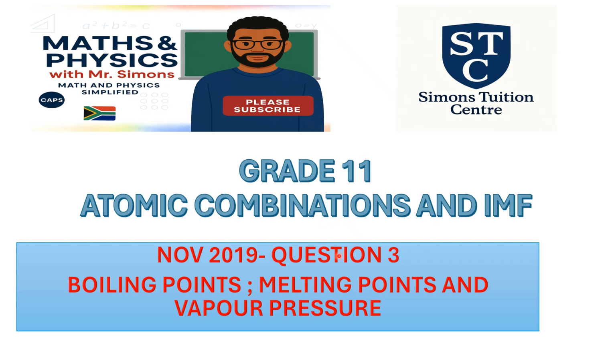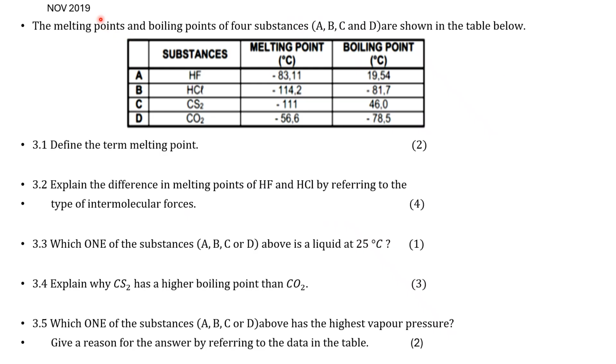Question 3, atomic combinations and intermolecular forces, November 2019. Again, boiling points, melting points, vapor pressure, etc. Right? So, November 2019, the melting points and boiling points of four substances, A, B, C, and D, are shown in the table below. So we have hydrogen fluoride, hydrogen chloride, CS2, CO2, and they've given us melting points, and they've given us boiling points. Right? Define the term melting point.